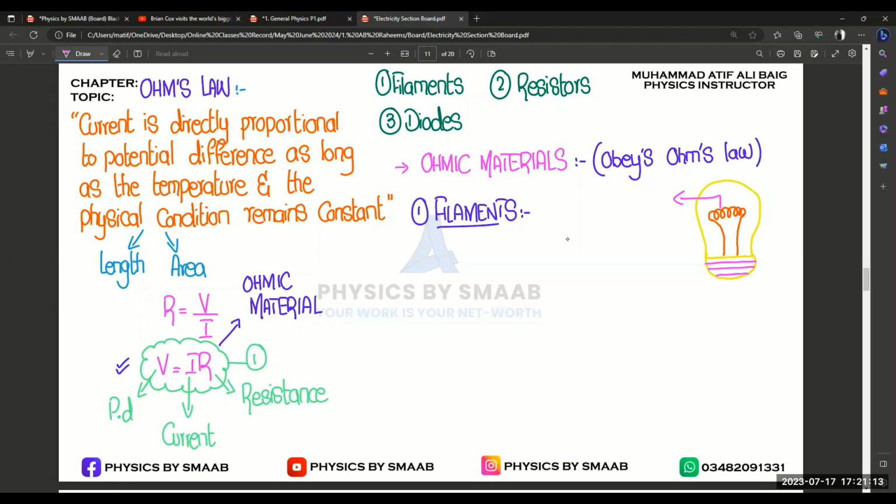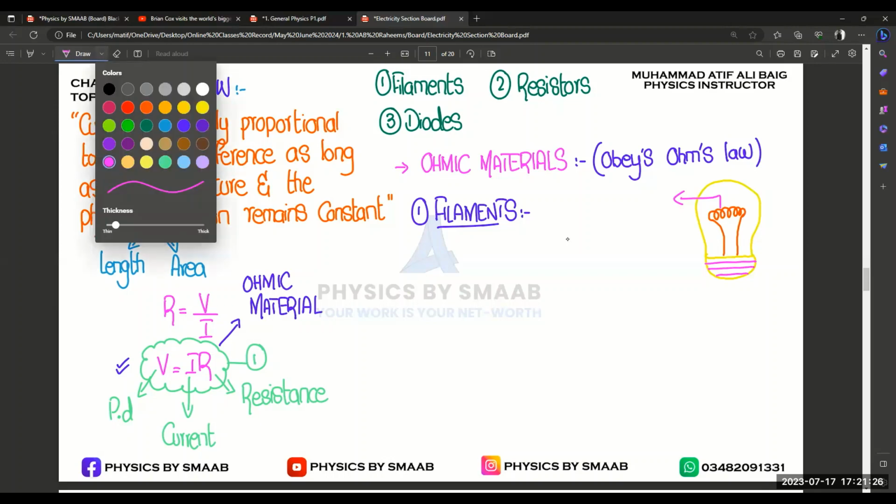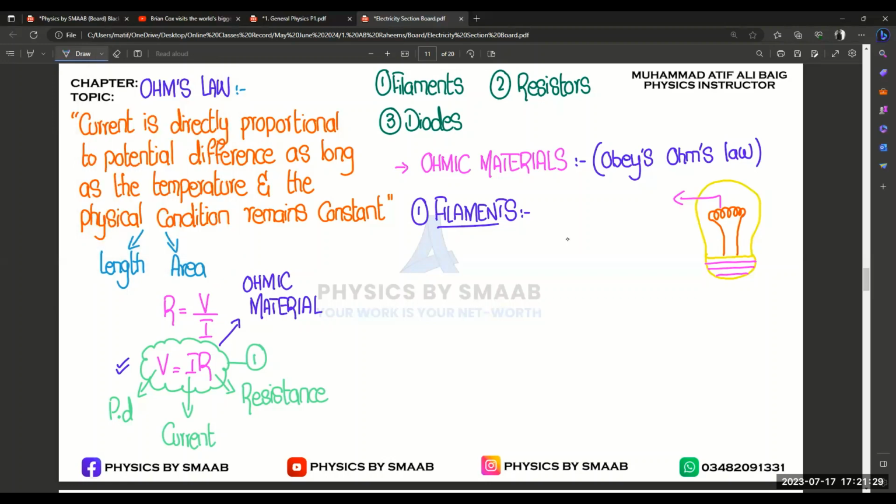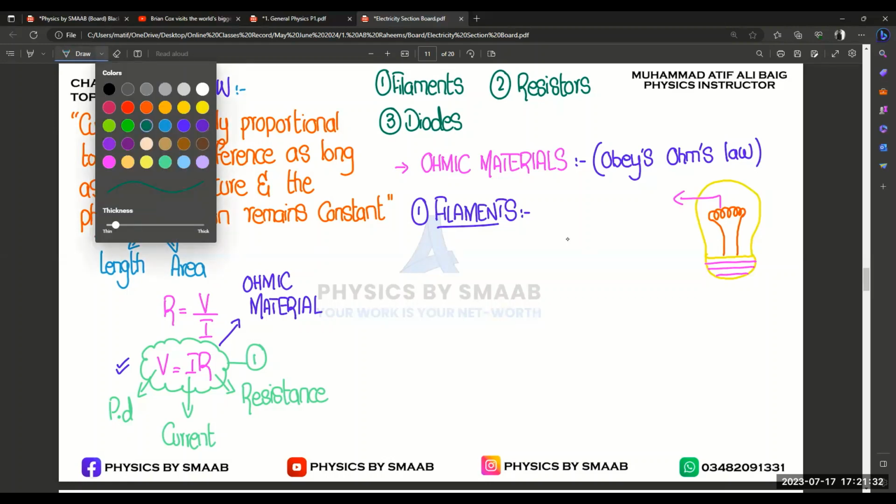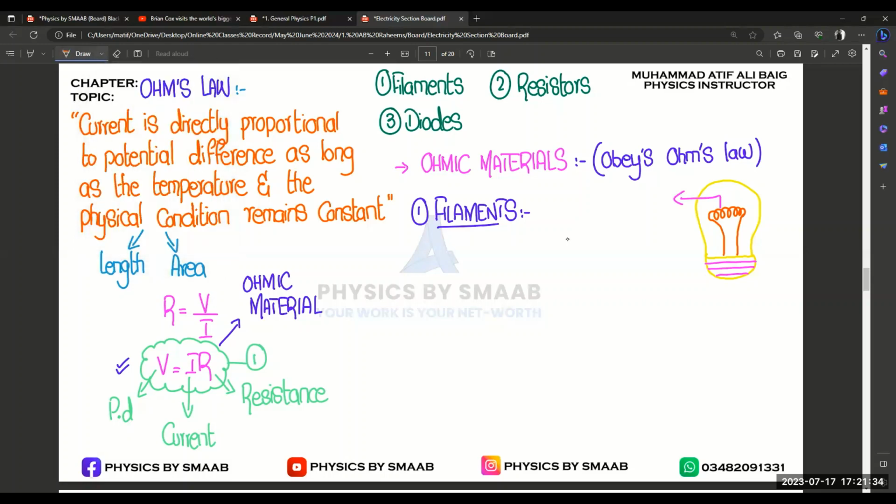And why is this a non-ohmic material? Because in this situation current is not directly proportional to potential difference. And how it is not directly proportional, let's discuss that. You just need to remember one thing, because in definitions they ask you to write about the filament, or what the statement or principle for the filament is. So if they ask, we write this.